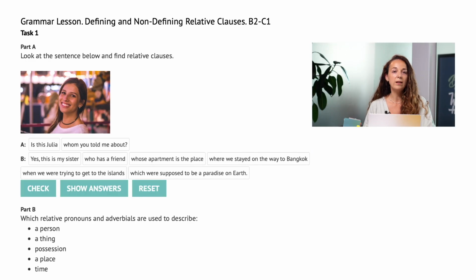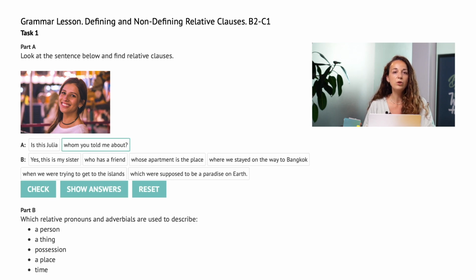So what is a relative clause? It's a clause that gives us some important information or some extra information about a person or thing mentioned in the sentence. Task 1 consists of 2 parts. In part A, you will find a mini conversation packed with relative clauses. Can you find them all? Just click on the part of the sentence which you think is a relative clause. You have 2 minutes for this task. Once you're done, check yourself.